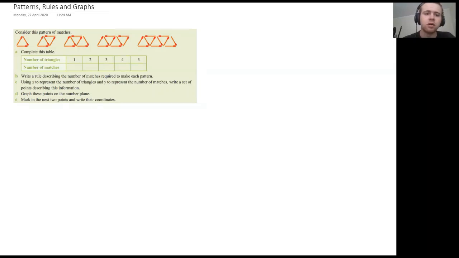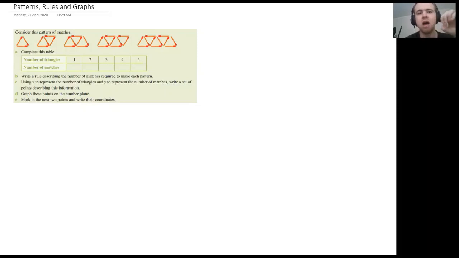Okay, so here we have a pattern which is made up of matches. There's a number of instances in this pattern, and each time we're increasing the amount of matches in each instance. The first thing we're going to do is see how many matches are in each instance in this pattern. We're going to think about whether we can detect some kind of pattern in the way that the number of matches is increasing, and how we can describe that algebraically to create an equation.